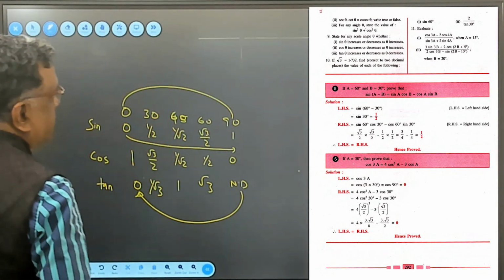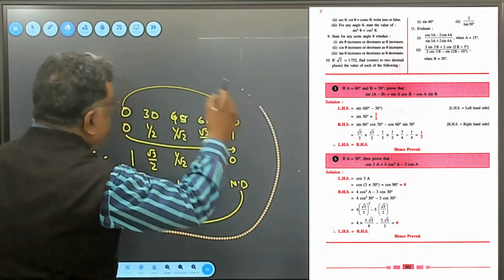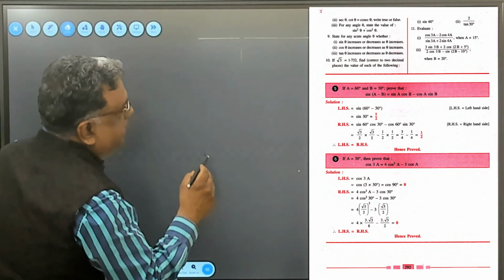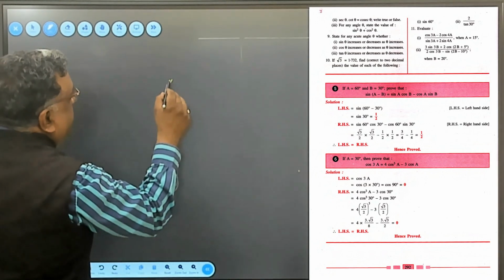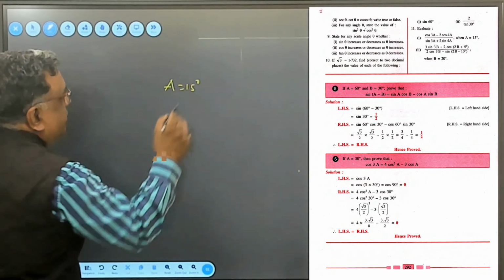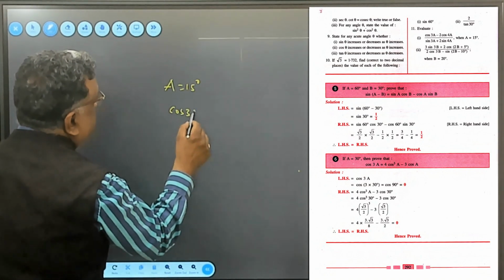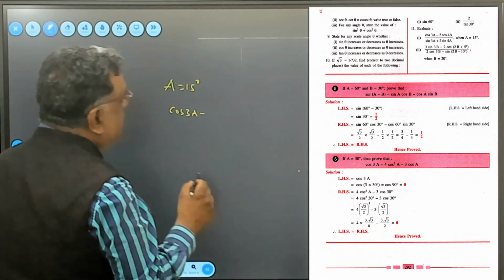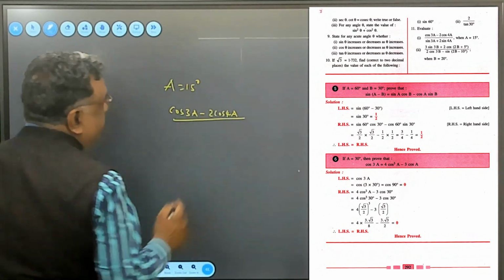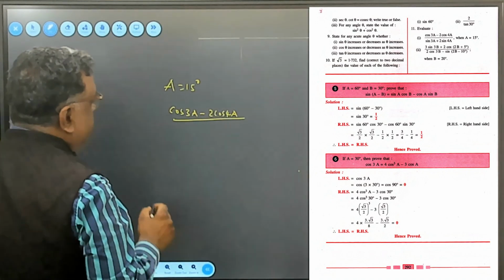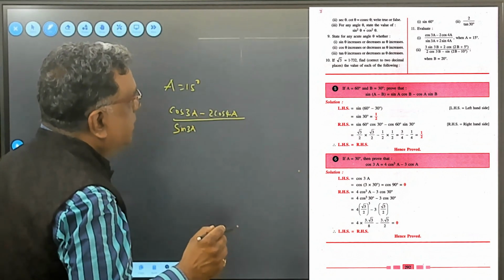So question number 11. We have been given the angle A is measuring 15 degrees. Then we have to find the value of cos 3A minus 2 cos 4A upon sin 3A plus 2 sin 4A.